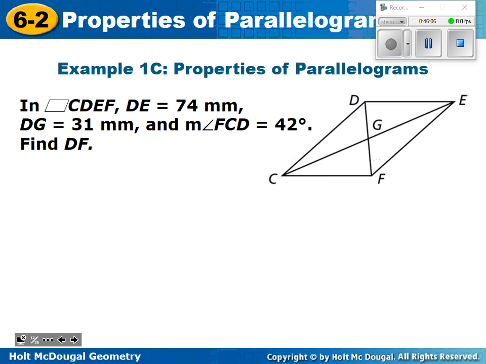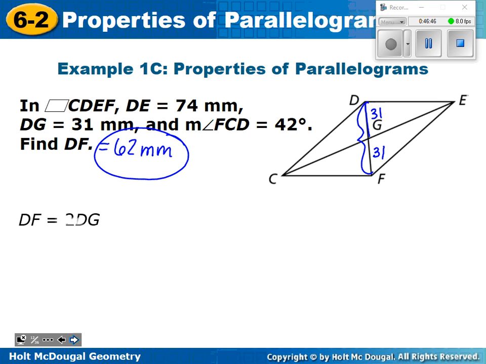All right. Same picture. This time they want DF. This whole length from D to F. What do they tell us that will help us? Okay. DG is 31, and what property are we going to use that's going to help us? Okay, number 5, diagonals bisect each other. So if that's the case, then GF is how much? GF is 31, so DF is 62. And don't forget your units, millimeters. Okay, pretty easy, right? As long as you know your properties.